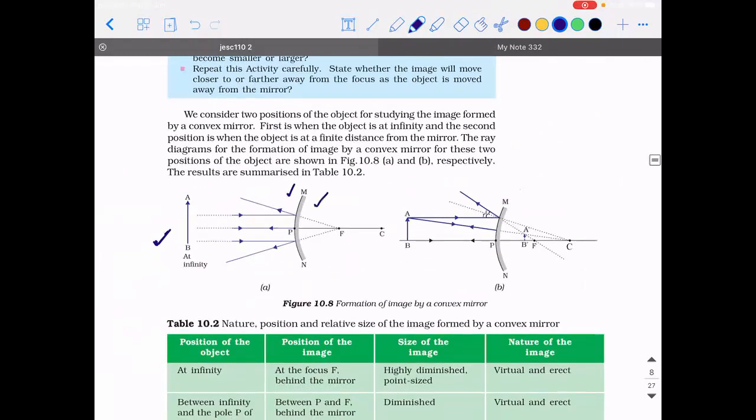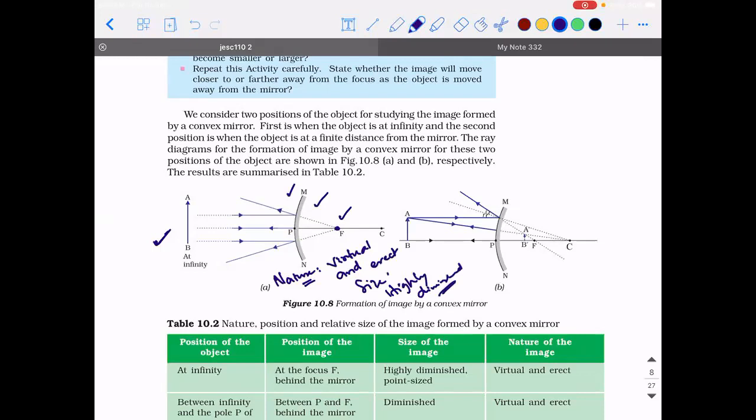When the object is placed at infinity, where is the image formed? This I have already drawn, guys. At focus. When I explained the ray diagram, it is formed at focus. So what is going to be the nature? Virtual image. It is virtual because it is formed behind the mirror. It is virtual and erect. See, by default, though it is a point, you can see it's an erect image. Okay, virtual and erect. And what about the size? It is highly diminished.